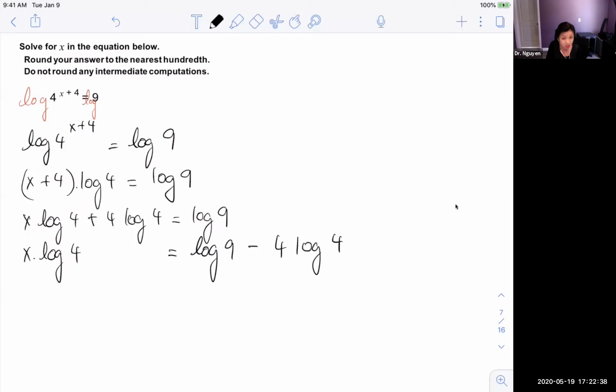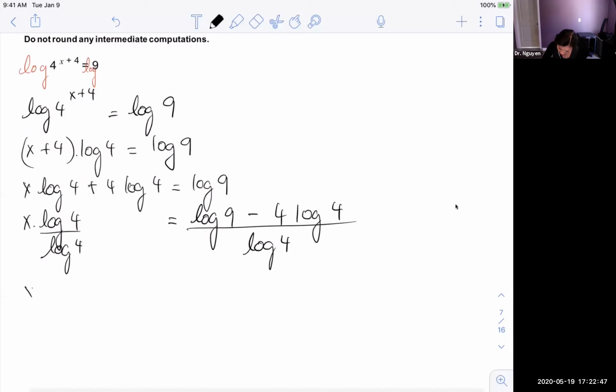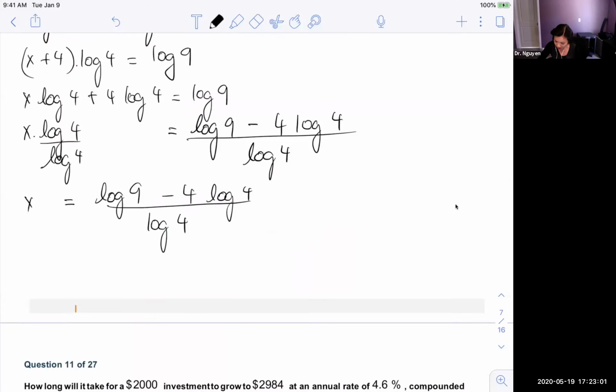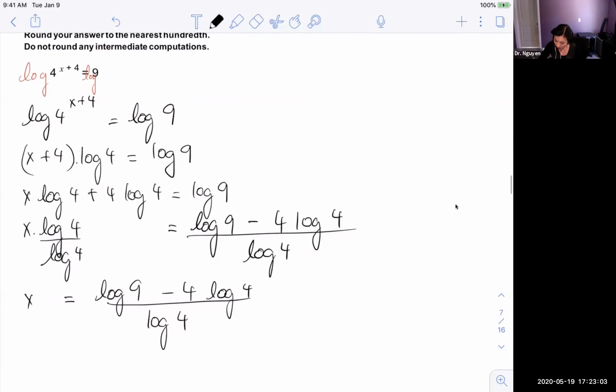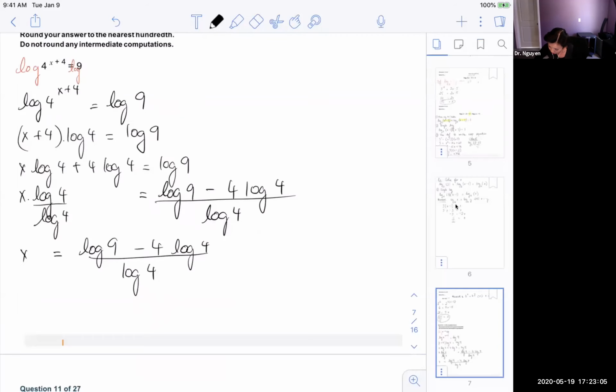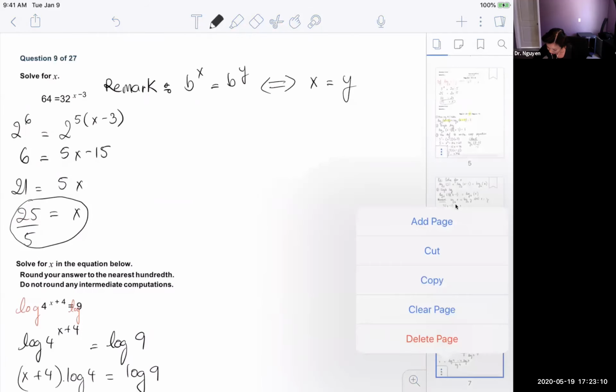Okay, and now that's just multiplication, so I can just divide. And then you can use your calculator for this. So x equals log 9 minus 4 log 4, over log 4. Okay, so that's one example. Now, I do want to show you something a little bit harder.